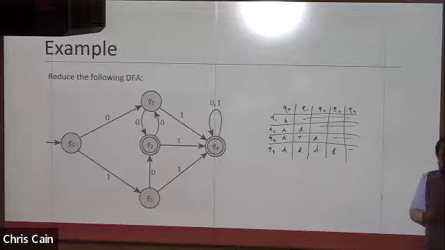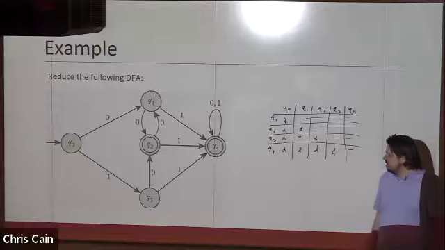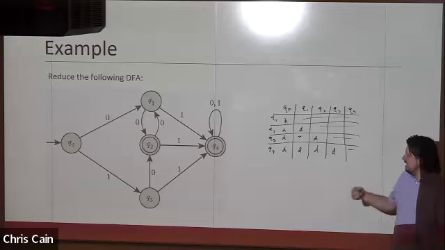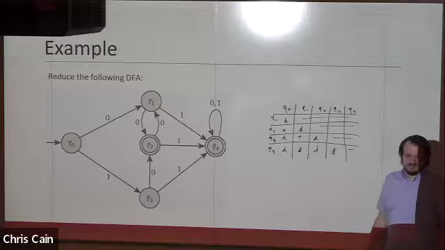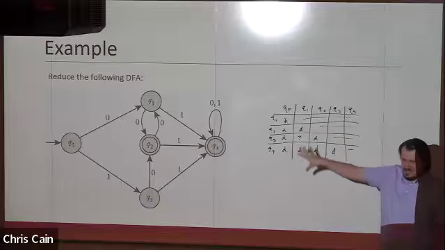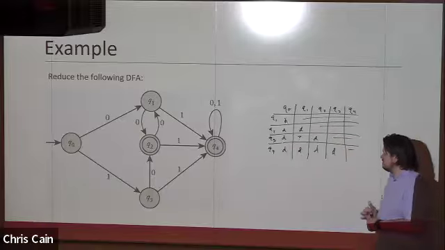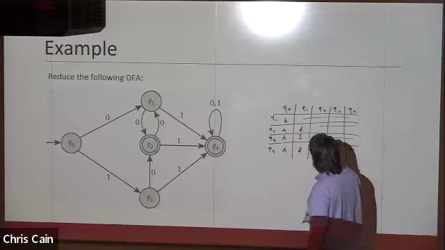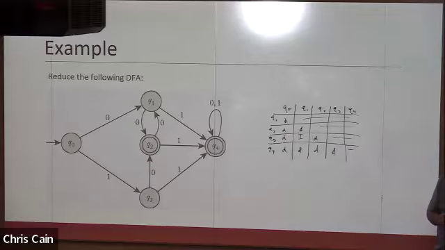Since we made at least one change to this table, we are going to loop around and do it again for every remaining question mark. We go back to Q1, Q3, and we see that on a 0, we meet at Q2. On a 1, we meet at Q4. No change. Since we looked at every single question mark in this table and made no change, every remaining question mark is marked as indistinguishable.